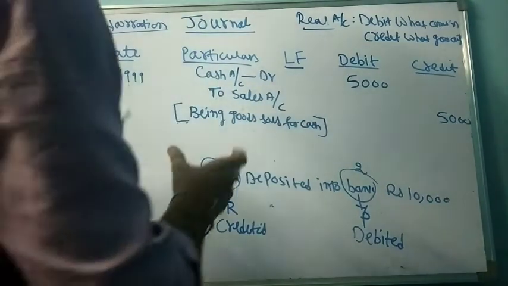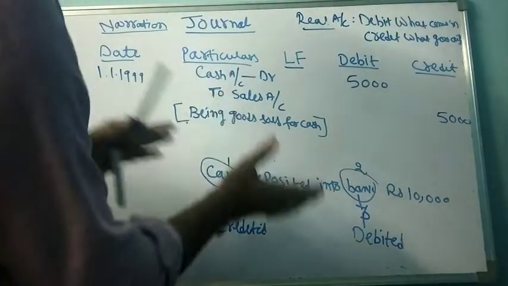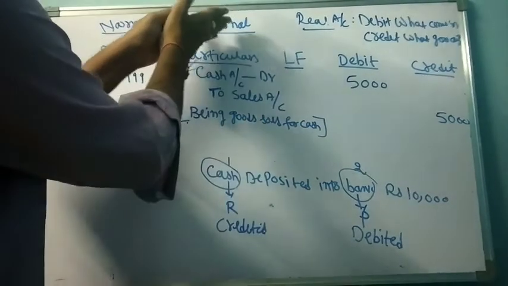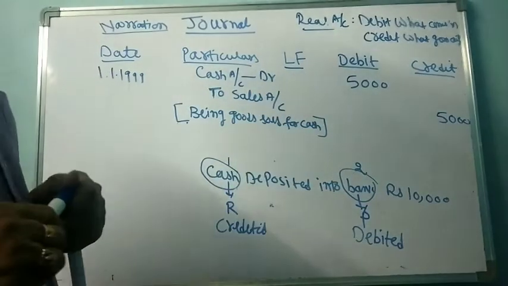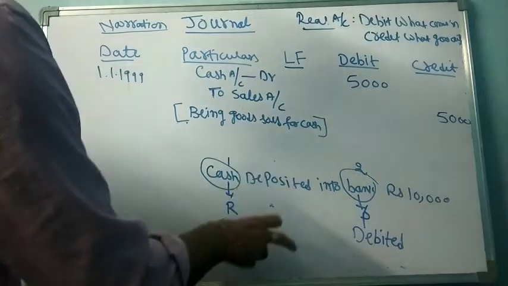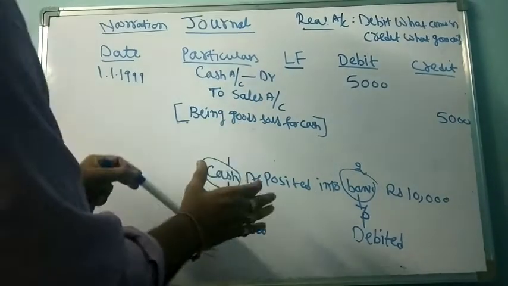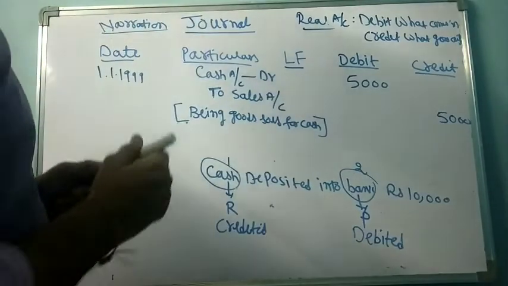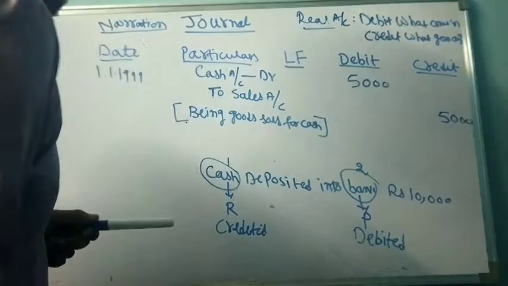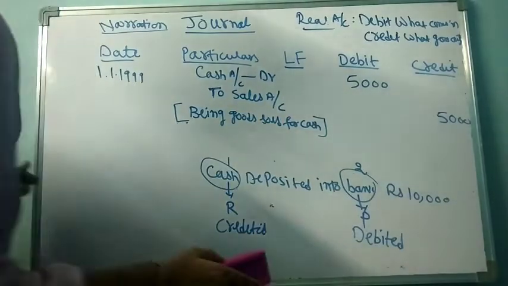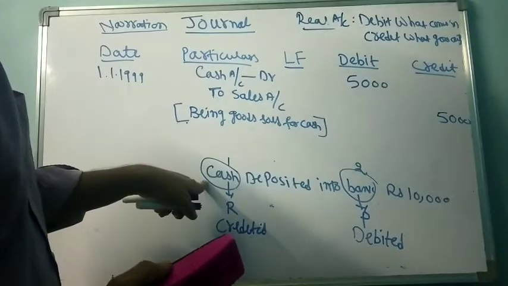So always identify the debit part and credit part first. Before you write the journal entry in the format known as journal, you should identify what is the debit part and what is the credit part. After identifying, this should be entered in the journal. Always you should record the debit part first. What is the debit part in this economic transaction? Bank is the debit part. So first bank should be recorded. Then the credit part should be recorded.